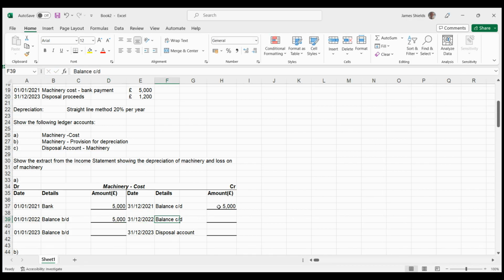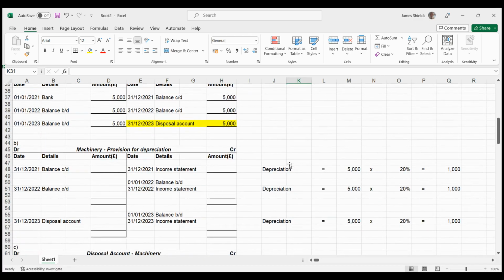We still had it on the 31st December 2022, so again, the balance carried down is still £5,000. And the balance brought down on the 1st of January 2023, again, is the £5,000, the original cost of the asset. Now, on the 31st of December, it was sold. So we've got disposal. That means the £5,000 cost is transferred to the disposal account. So for the disposal account, we've got £5,000. I'll just highlight that because we're going to come back to that later on.